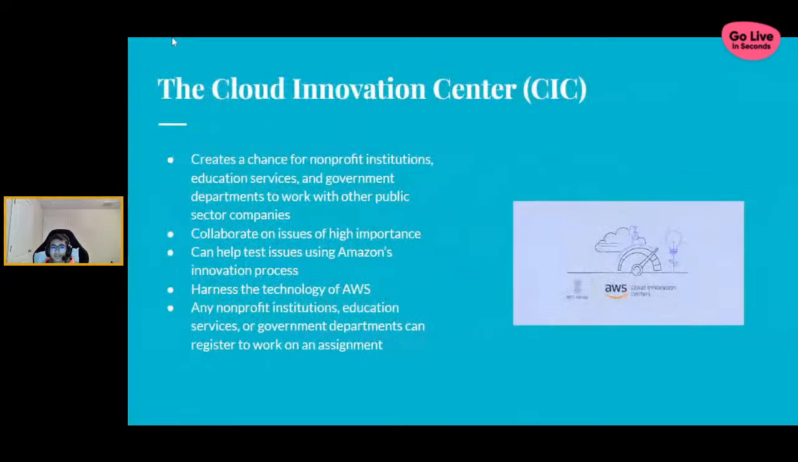So the Cloud Innovation Center. What is the Cloud Innovation Center? The Cloud Innovation Center creates a chance for nonprofit institutions, education services, and government departments to work with other public sector companies. They do so to collaborate on issues of high importance. The Cloud Innovation Center can help test issues using Amazon's innovation process. You will be able to harness the technology of AWS, as well as any nonprofit institutions, education services, or government departments that can register to work on an assignment.